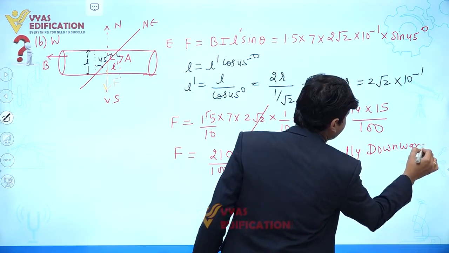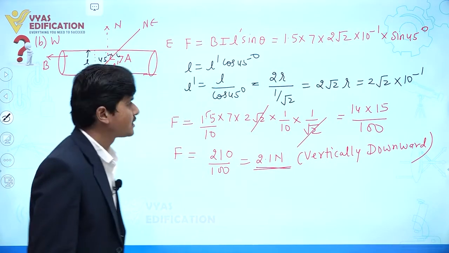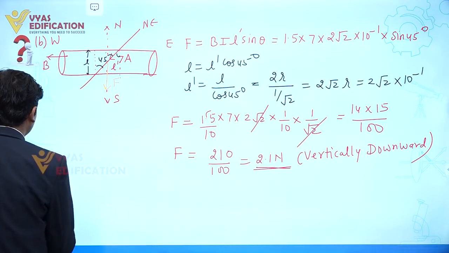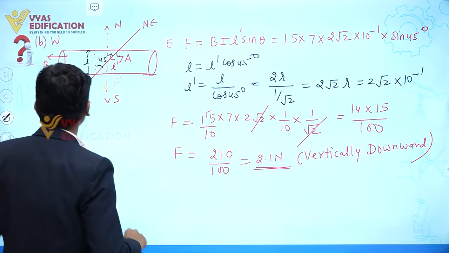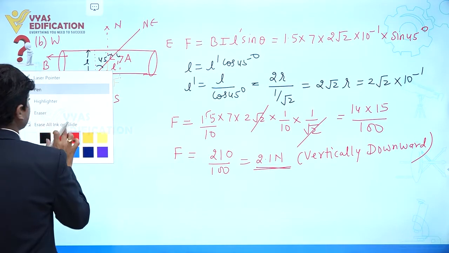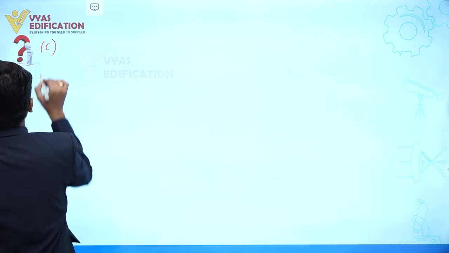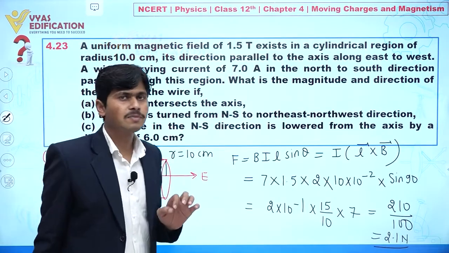Vertically downward. Clear to everyone? Yes. Now let us try to understand part number C. Clear? Now I am showing to you part number C. Let's try to understand what is part number C.